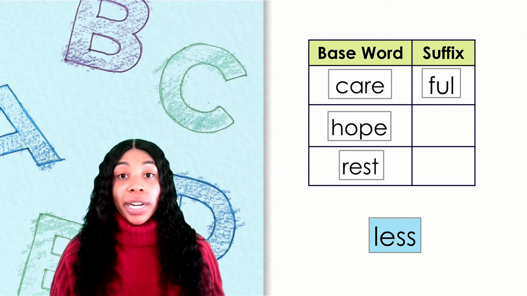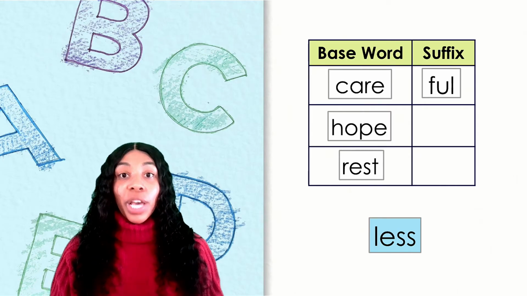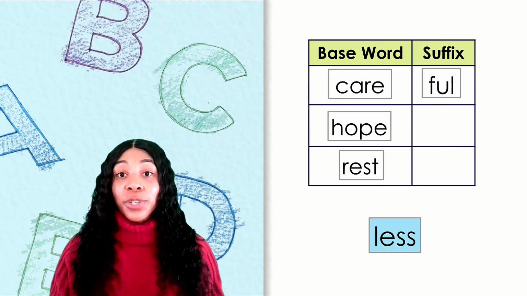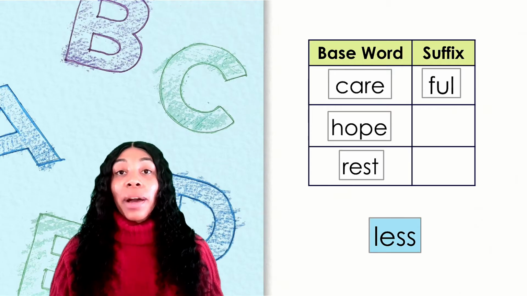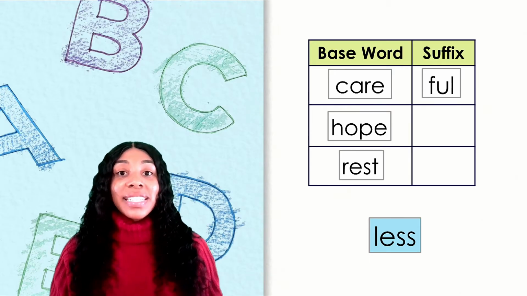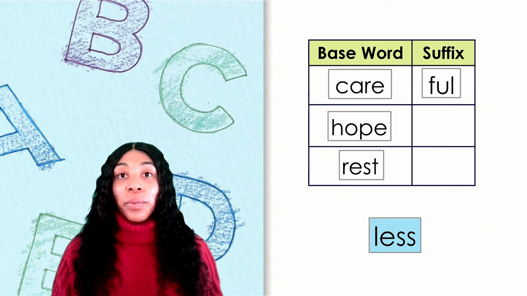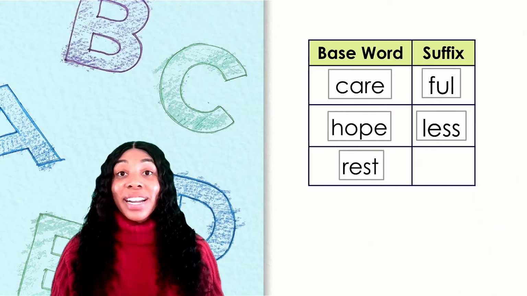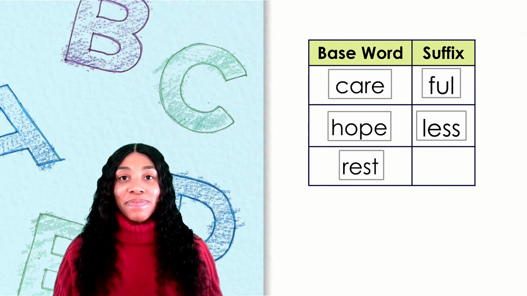Less is a tricky word because it can be a word by itself. For example, you can say, I have less food than she does. However, today we are going to talk about less when we see it at the end of a word. When it is a suffix, we add less to a base word to mean without that word. I noticed that our suffixes today have opposite meanings. Full means to be full of something, and less means to be without something.